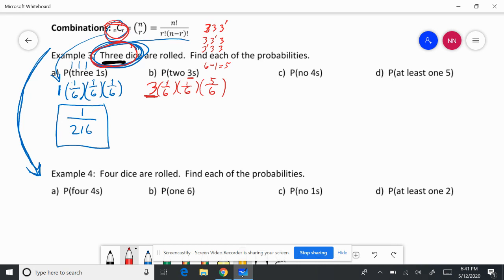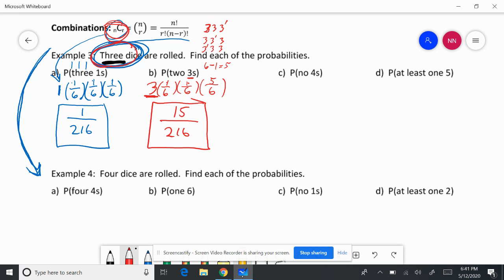3 times 1 times 1 times 5 gives me 15. 6 times 6 times 6 gives me 216. Remember, we can reduce if we want. In this case, I'm not going to reduce. I'm just going to leave it as it is, so I know that there's 15 possibilities out of all the possibilities, which is 216.